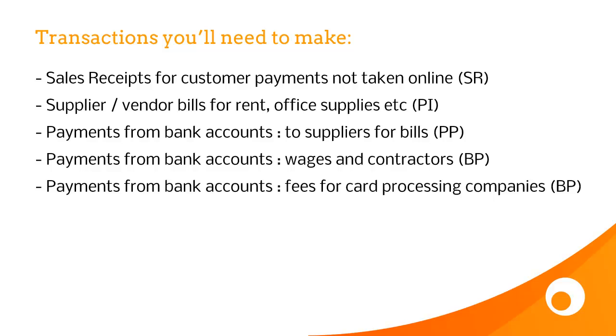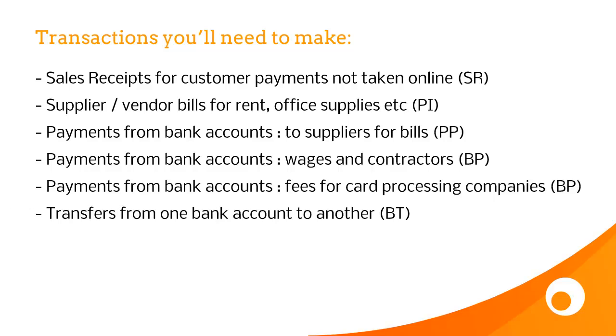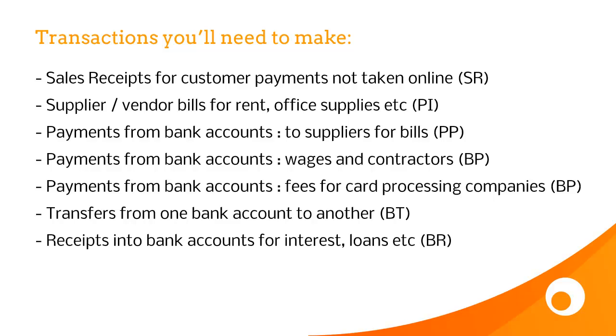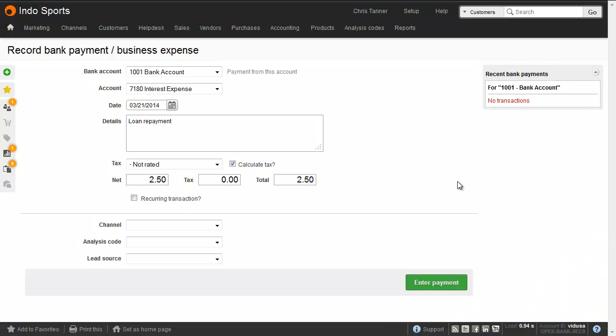You need to record payments from bank accounts which are fees for card processing companies, and that would be a bank payment if there was no supplier invoice, or it would be a purchase payment if there was a matching purchase invoice. You need to record transfers that you make from one bank account to another, which is a BT, and then you need to record receipts into bank accounts for things like interest and loans, and that's a bank receipt, or a BR.